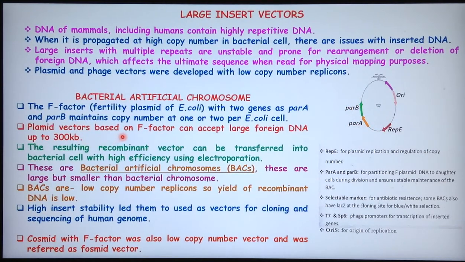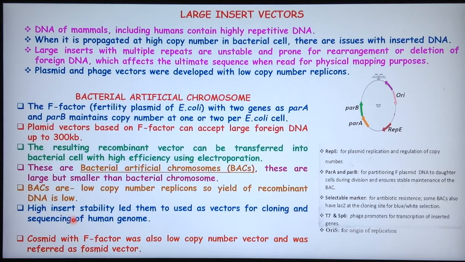Plasmid vectors based on the F vector can accept large foreign DNA up to 300 kb. The resultant recombinant vector can be transferred into bacterial cells with high efficiency using electroporation. These are bacterial artificial chromosomes. They are larger than plasmids but smaller than bacterial chromosomes, and they are low copy number replicons. So the yield of recombinant DNA would be low, but insert stability is very high.